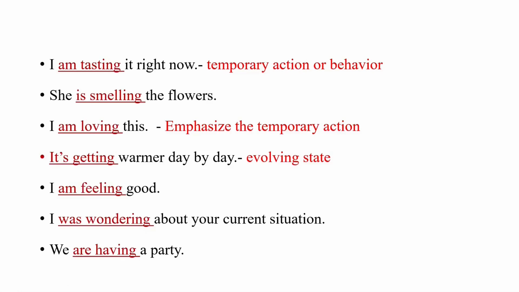It's getting warmer day by day. Now this is an evolving state. To describe an evolving state, we use continuous with stative verbs. I am feeling good. I was wondering about your current situation. We are having a party. Now here you can see there are three places where we can use continuous with stative verbs. Firstly, to describe temporary actions or behaviors. Secondly, to emphasize temporary actions. And thirdly, to mention evolving situations.